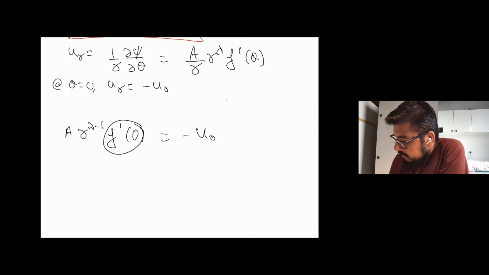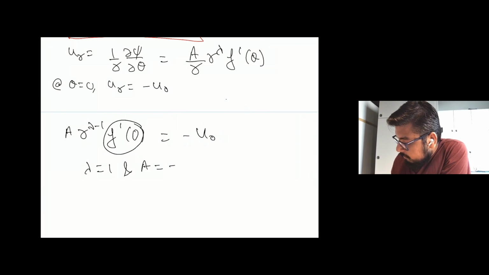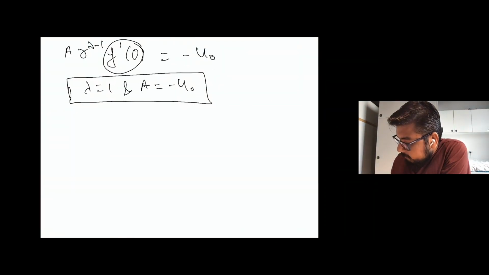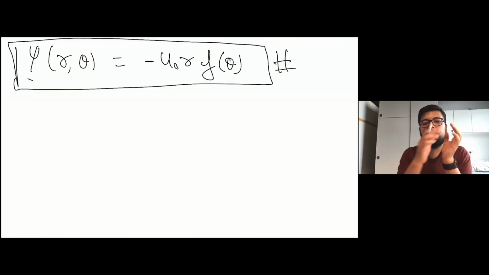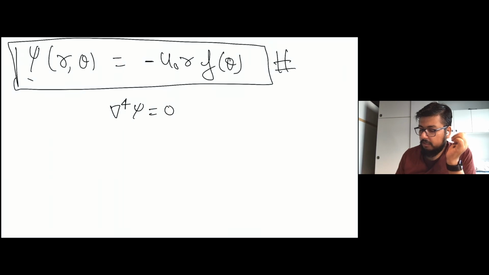So if we do that and we want this equation to be independent of r, then clearly lambda should be equal to 1 and a should be equal to minus u naught. And therefore, the answer that I get for this situation, psi as a function of r comma theta, is nothing but minus u naught r f of theta. Now, you need to plug this answer into the Stokes equation in terms of psi, which was nabla to the power 4 applied on psi is 0.